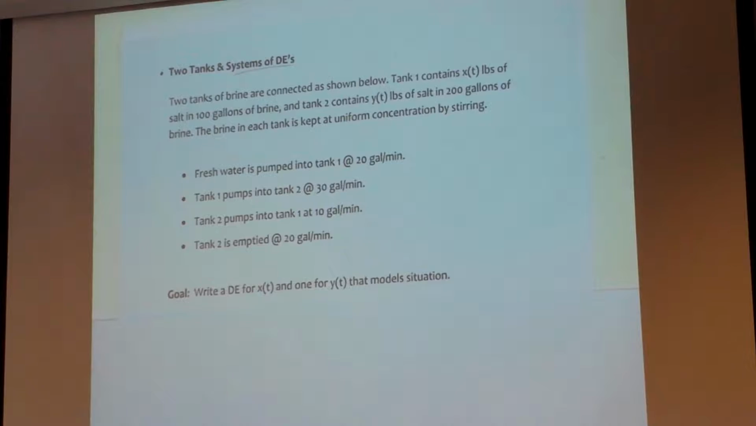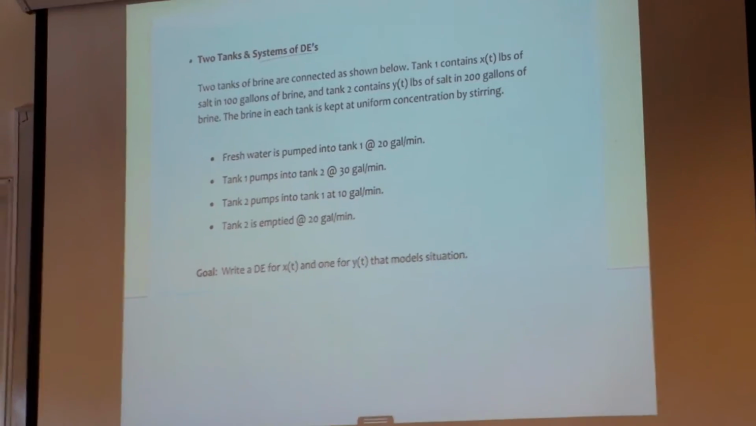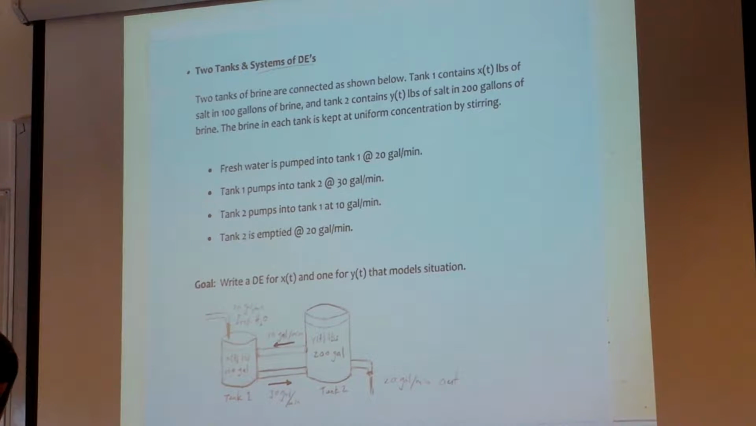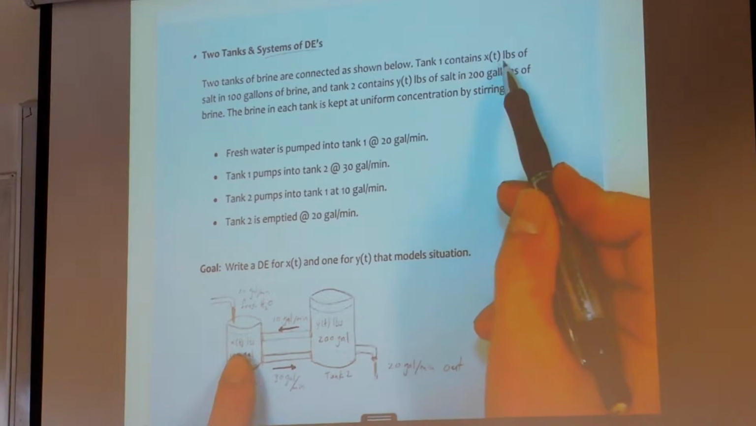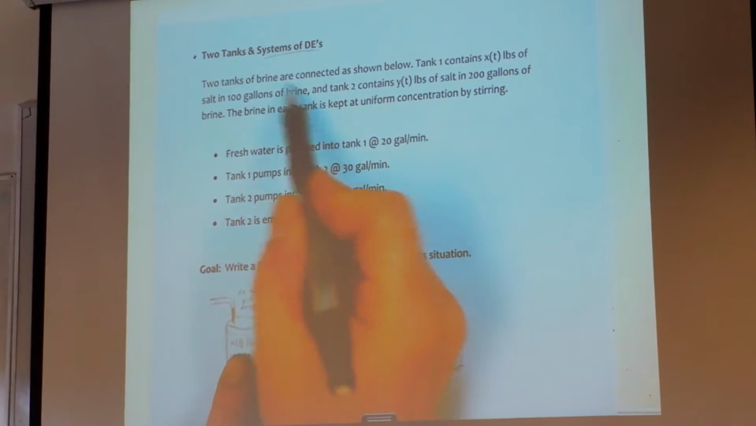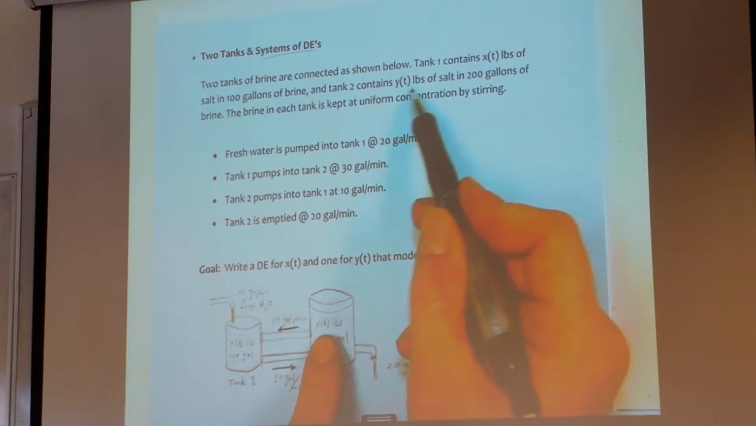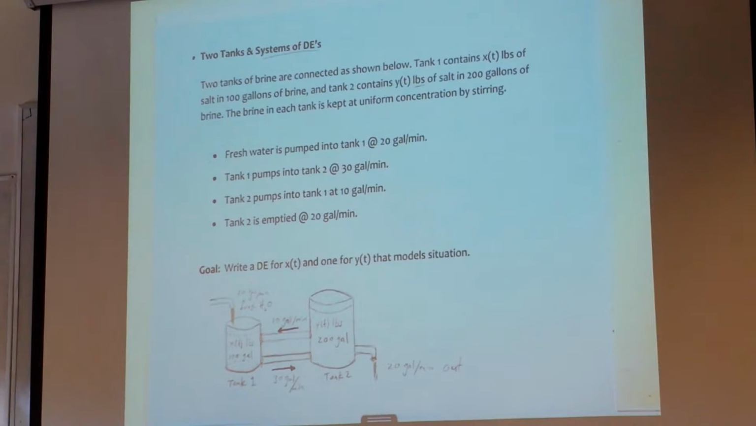All right. So we got a brine solution again, one of these mixture problems. So 2 tanks of brine are connected as shown below. This is just the same diagram, I just cribbed it from the book. So you got 2 tanks, tank 1, tank 2. Tank 1 contains x(t) pounds of salt, and there's 100 gallons of brine in there. Tank 2, we're calling the amount of salt y(t), and that's in pounds as well. And that's in 200 gallons of the brine solution, so there's twice as much in there.